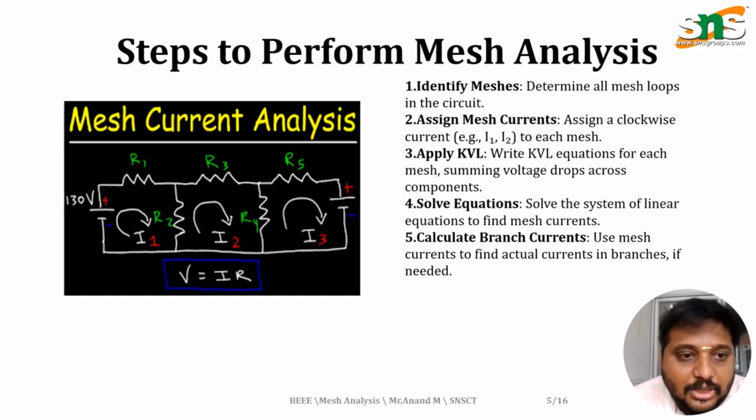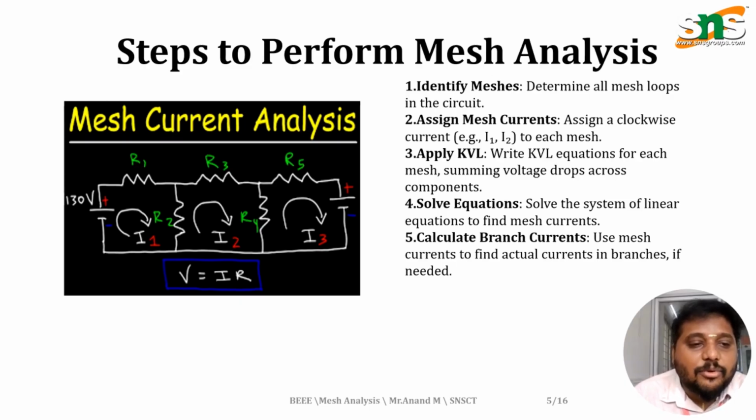So coming to step 2, performance mesh analysis, you take this sample circuit. The circuit has two sources. Source 1 is V1, source 2 is V2. Source 1 has 130 volts. This is loop 1. In this loop we have two resistances, resistance 1 and resistance 2.